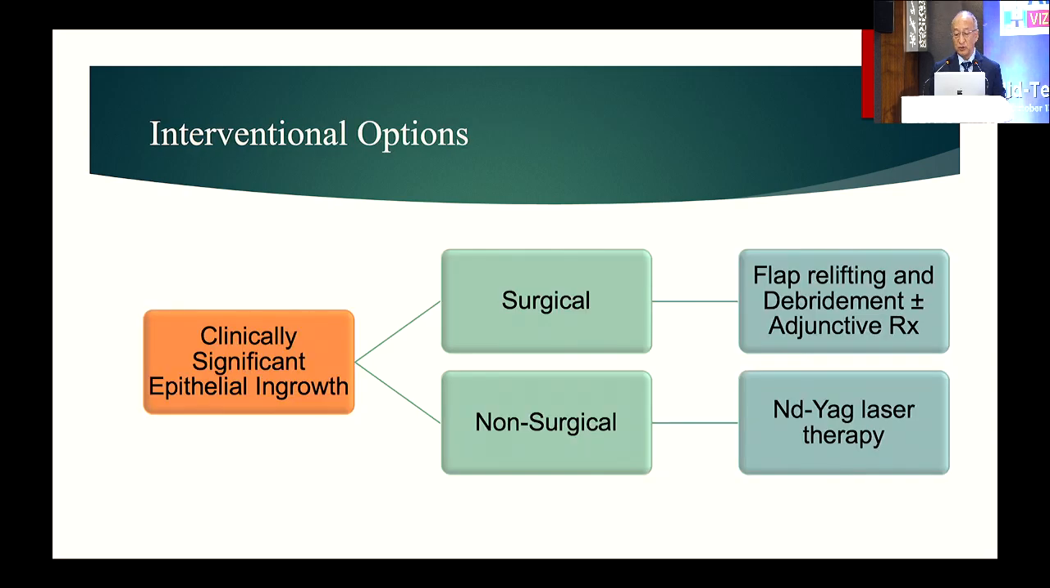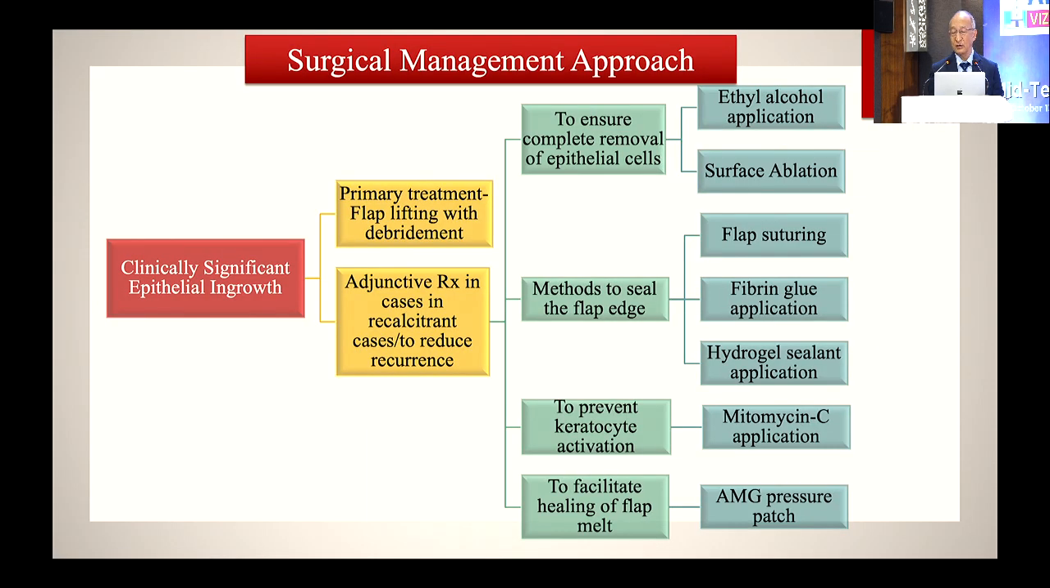So surgically you can relift the flap, debride the epithelial ingrowth from the surface of the stroma, from underneath the flap. Non-surgically, people say you can do a YAG laser treatment for these small epithelial ingrowths. I have not done it personally because it is a little difficult to understand how the epithelial cells will totally get dislodged from that area, and it might cause inflammation in these patients. So this is a surgical algorithm for patients.